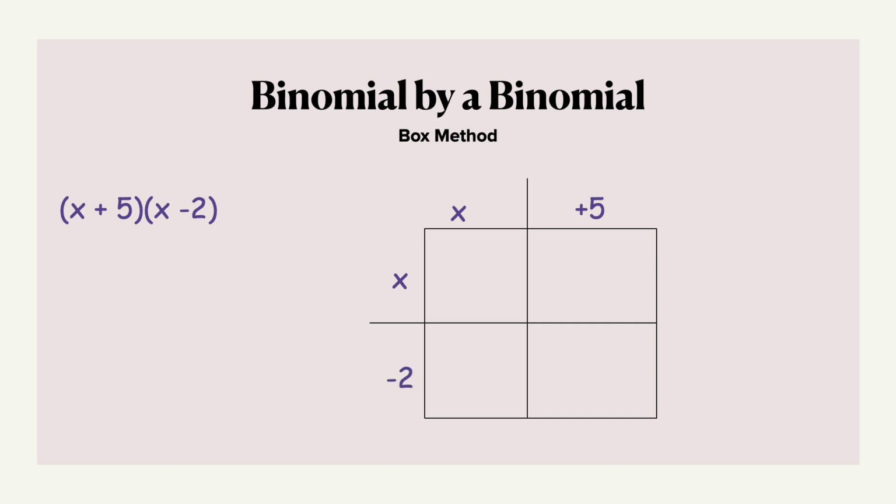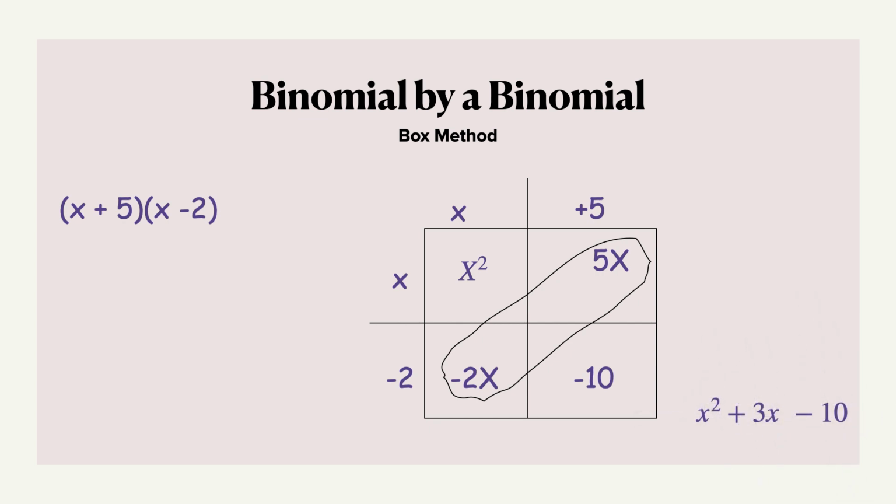And then I'm going to say, okay, x times x is x squared. 5 times x is 5x. x times negative 2 is negative 2x. 5 times negative 2 is negative 10. Now, remember I lined them up before? Well, now, if you look diagonally, I have my like terms. So I'm going to circle my like terms, and now I'm going to write down everything. x squared, and then negative 2 plus 5 is 3x minus 10. And there's my answer, my product of that binomial times the binomial.